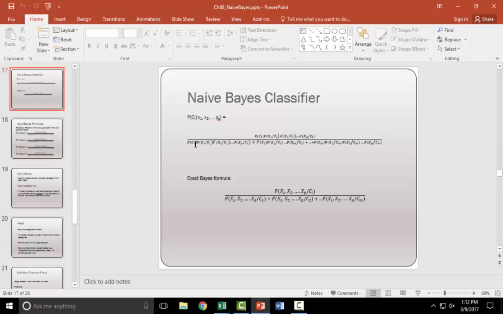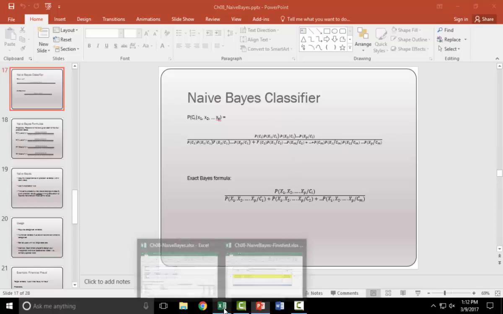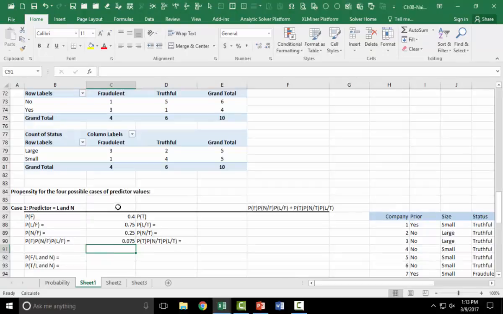So here that will be like P of C sub 1 times P of X sub 1 given C sub 1, P of X sub 2 given C sub 1, and so on. So that is one piece. And then you have to repeat that for each of the possible values of the target. For our example, there are only two, fraudulent and truthful. So we repeat this computation for truthful.